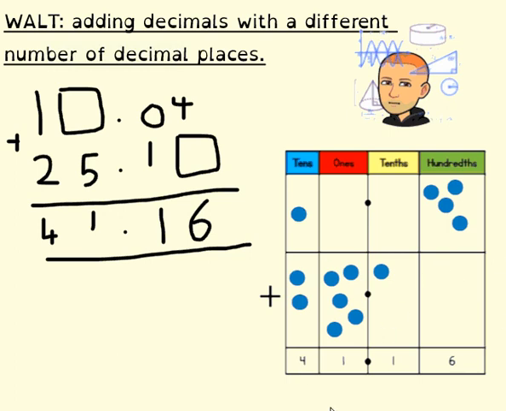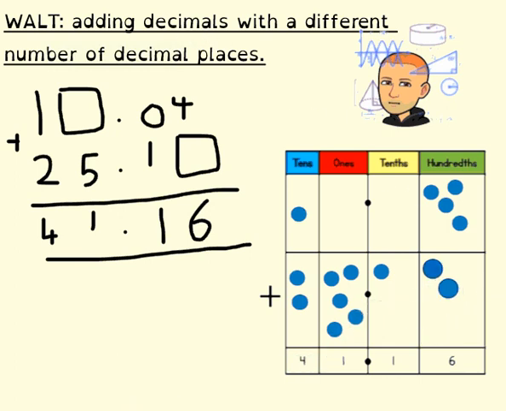So let's start by looking at the lowest value column, as we always do. In this case, it's the hundredths column. So I have 4 hundredths in my first number. I have a total of 6 hundredths in my answer. So I need to work out what do I add to 4 hundredths to get to 6 hundredths. I need to add a further 2 counters, like so. And I can put my missing digit in my calculation like that.